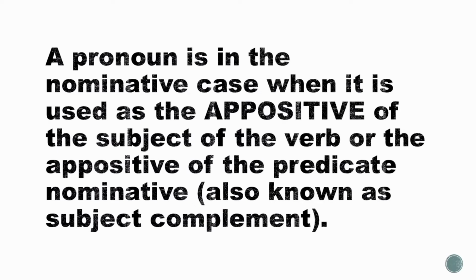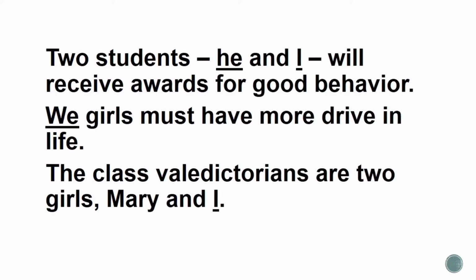And here now we have a pronoun in the nominative case when it is used as the appositive of the subject of the verb or the appositive of the predicate nominative. So we have learned before the subject of the verb and then the predicate nominative. And here now we have the appositive of either the subject of the verb or the appositive of the predicate nominative, also known as subject complement. Our examples are the following.